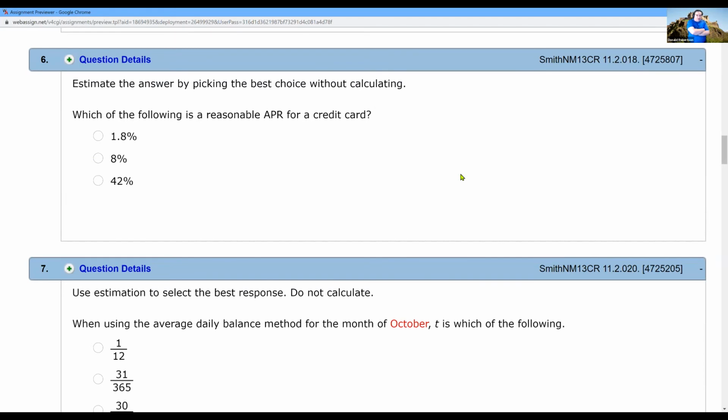What do you think a reasonable APR for a credit card is? So what do you pay interest per year? What would you think would be a reasonable number? 8%. 8. The little kid said 8 too.